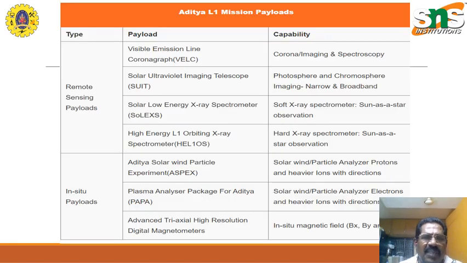Now, the payloads can be divided into two. One is remote sensing payloads, the VELC, the SUIT, the SOLEXS, as well as the Helios. They are all remote sensing payloads. And you have the in situ payloads, the ASPEX, PAPA, and the high resolution digital magnetometers.